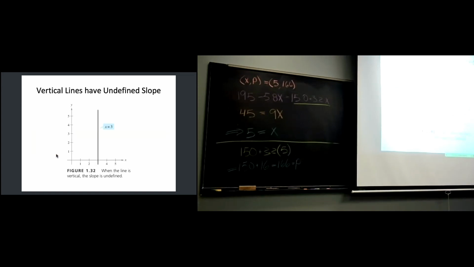But there are a couple exceptions here. In particular, we have the exception when x is equal to a constant. That's just an undefined slope. We don't have a definition for that. Well, we do have a definition. We just call it undefined though.